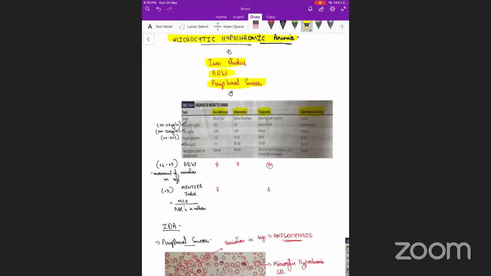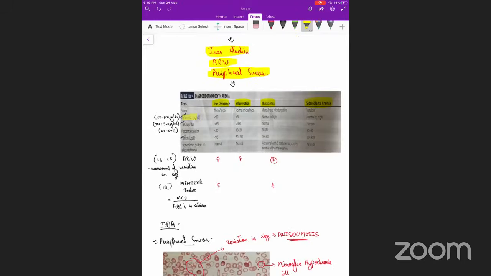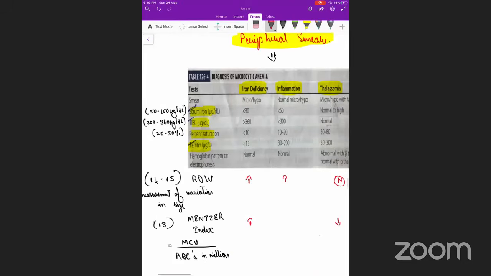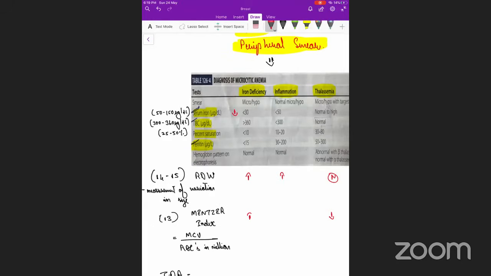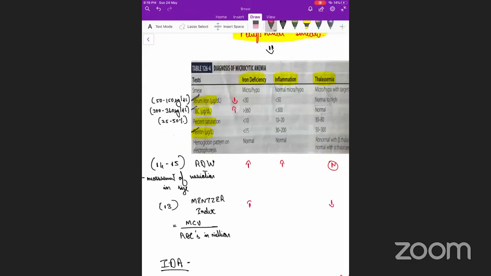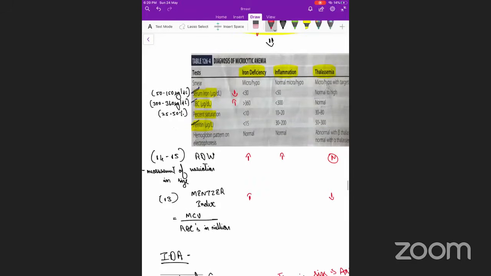Through the iron studies, we get serum iron, TIBC, transferrin saturation, and serum ferritin. In iron deficiency anemia, what happens? Serum iron will invariably be low. But the TIBC will be increased because transferrin has to supply more, so transferrin binds more and more iron to supply it to the stores. Since TIBC is increased, percent saturation will be decreased.